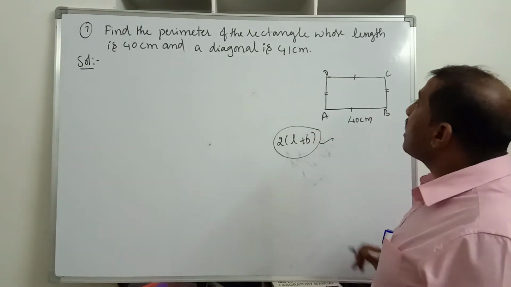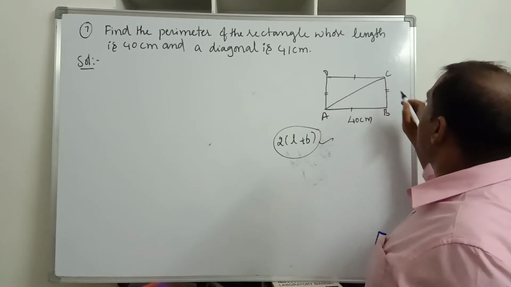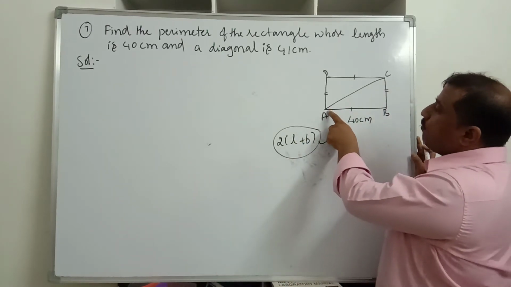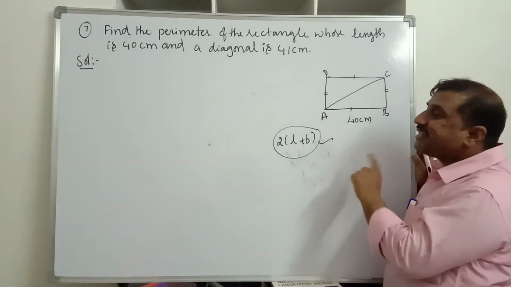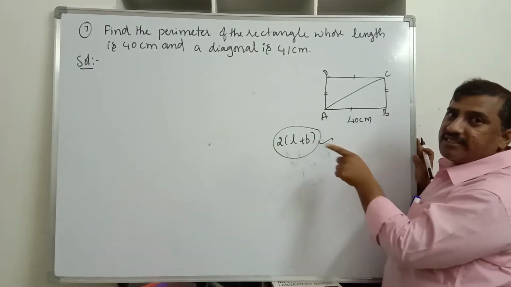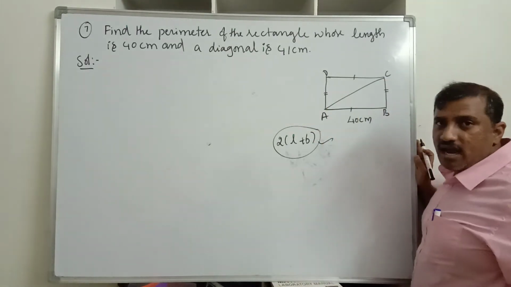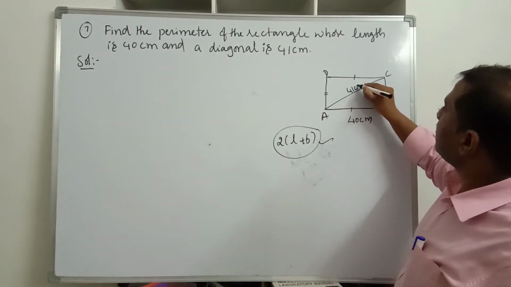And one diagonal is given. Let the diagonal be AC. What is a diagonal? The line segment drawn from one vertex to its opposite vertex in a quadrilateral is known as a diagonal. So here AC is the diagonal. What is the other diagonal? BD is the other diagonal. So one diagonal length is given, that is 41 centimeters.